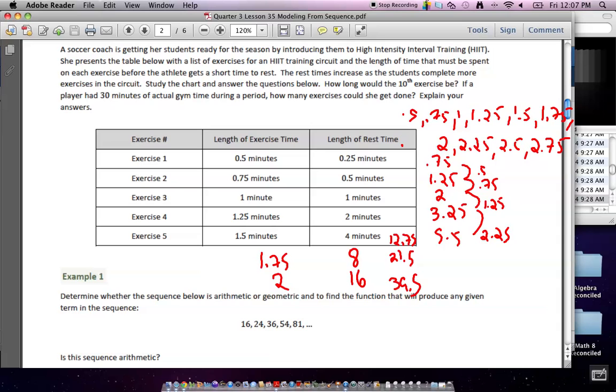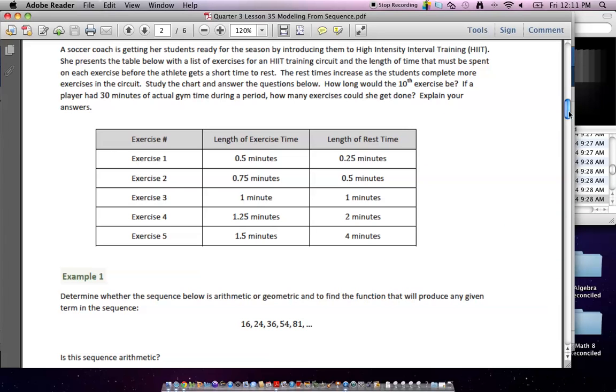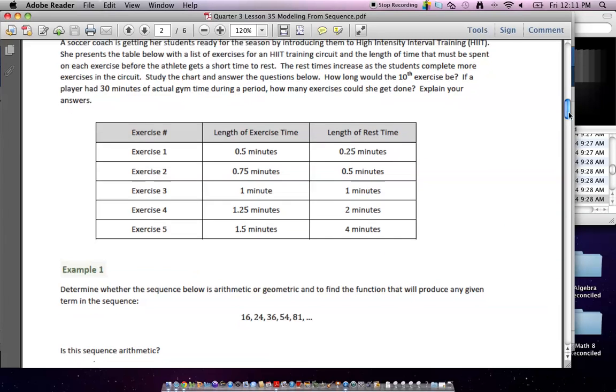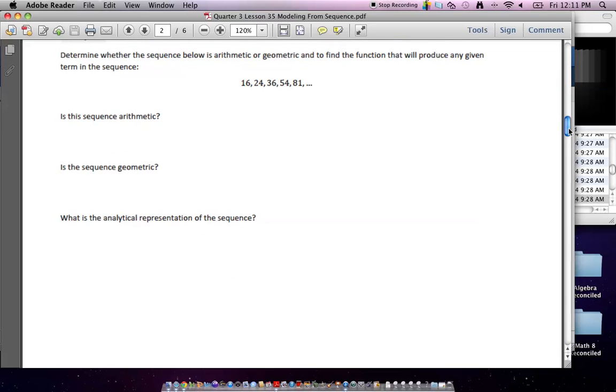That's pathetic. Okay, next up, determine whether the sequence is arithmetic or geometric and find the function that will produce any term in the sequence. Ooh, this one looks like fun. They kind of give you a hint in that they say it is either arithmetic or geometric. It's always, in my opinion, easy to tell if something is arithmetic or not. Not always easy to tell if it's geometric. Well, it is easy to tell if it's geometric. Which one are we talking about? This one right here.